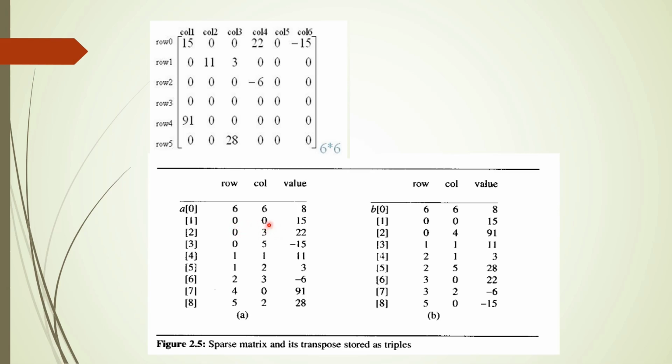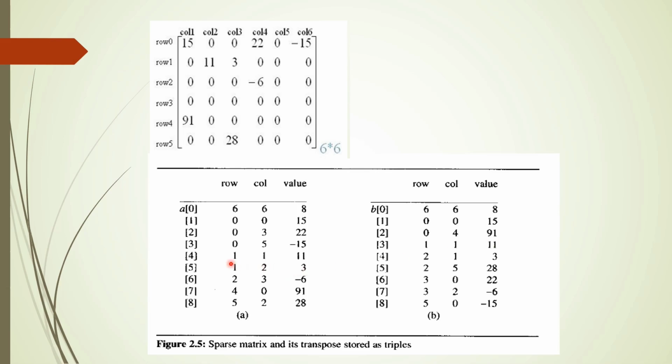Look at the number of elements in the zeroth column. How many elements are in the zeroth column? 1 and 2. So interchange these two now. Zeroth row, zeroth column is 15, and the next element in column 0 is 91. You interchange these two values. So zeroth row, fourth column becomes 91.